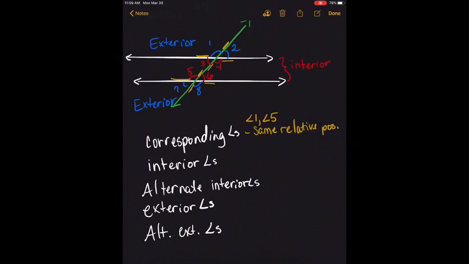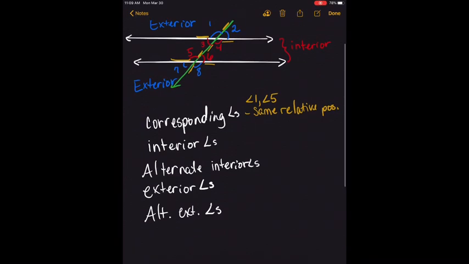I've already kind of shown you the interior angles. The interior angles are the angles in between the parallel lines. Okay. I'm going to put between the parallel lines. Okay. Alternate interior angles are angles 3 and 5, a good example of alternate interior angles. Angle 3 and angle 5.